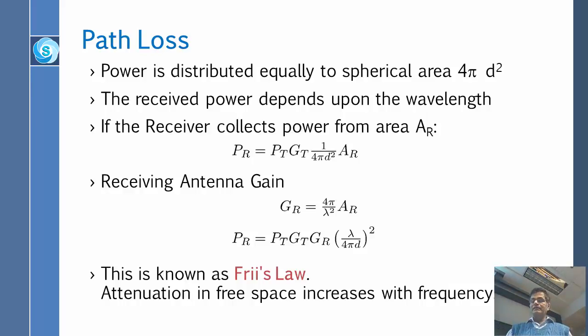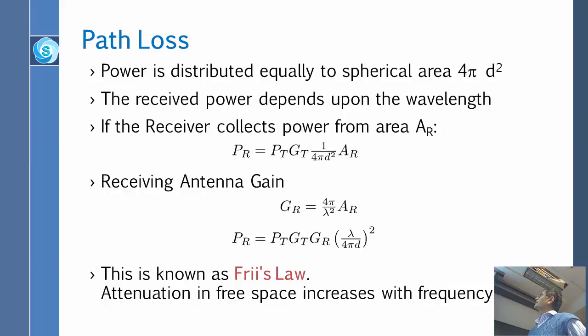So basically, the farther the object is and you want to receive them, then you want to have a bigger antenna. So this is AR, the area of the receiver, PT is the transmitted power, GT is the transmitter gain, and 1 upon 4 pi d square is the area of the sphere. 4 pi d square is the area of the sphere, right? And so if you have an area AR, this is how much you will get.